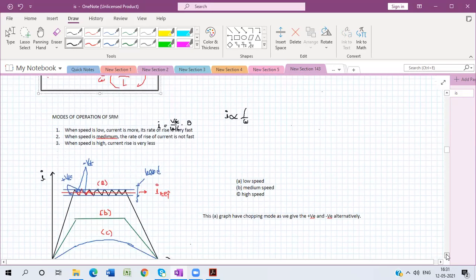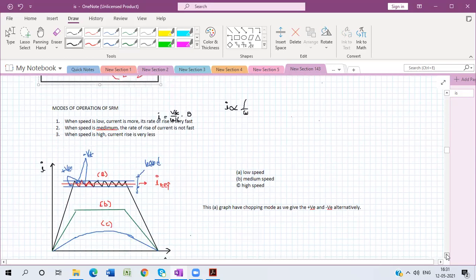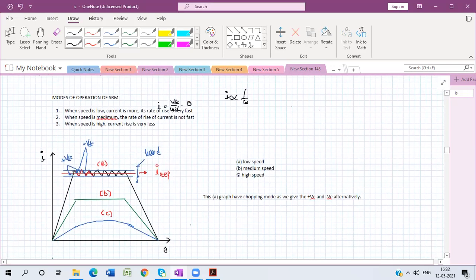Then we have discussed the different modes of operation. You have to remember that when the speed is low, the current is more, and its rate of rise is very fast. When the speed is medium, the rate of rise of current is low, not fast. And when the speed is very high, the current rise is very fast. So we have discussed different modes: low speed, high speed, and medium speed.